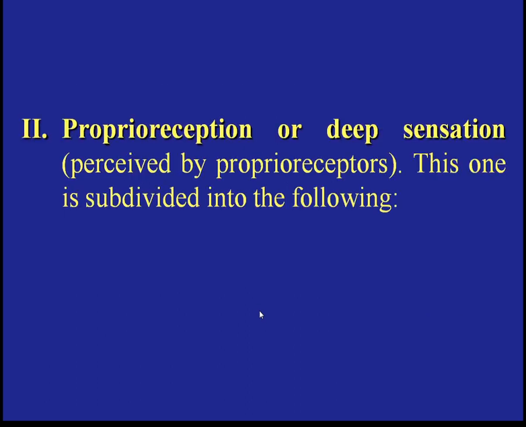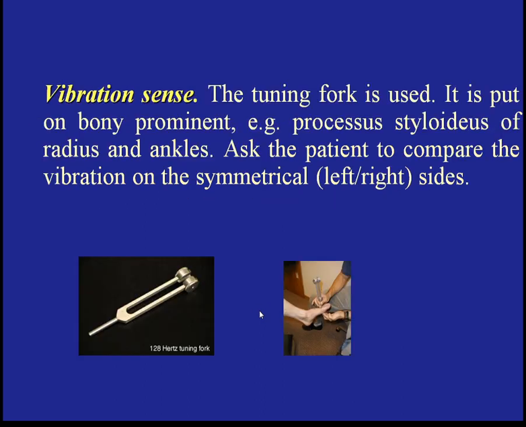The second big group of modalities, this is proprioception or deep sensation, perceived by proprioceptors. This one is subdivided into the following. Vibration sense. The tuning fork is used. It's put on a bony prominence, for example, the processus styloides of the radius or ankles. Ask the patient to compare the vibration on the symmetrical left-right sides, like in the picture.